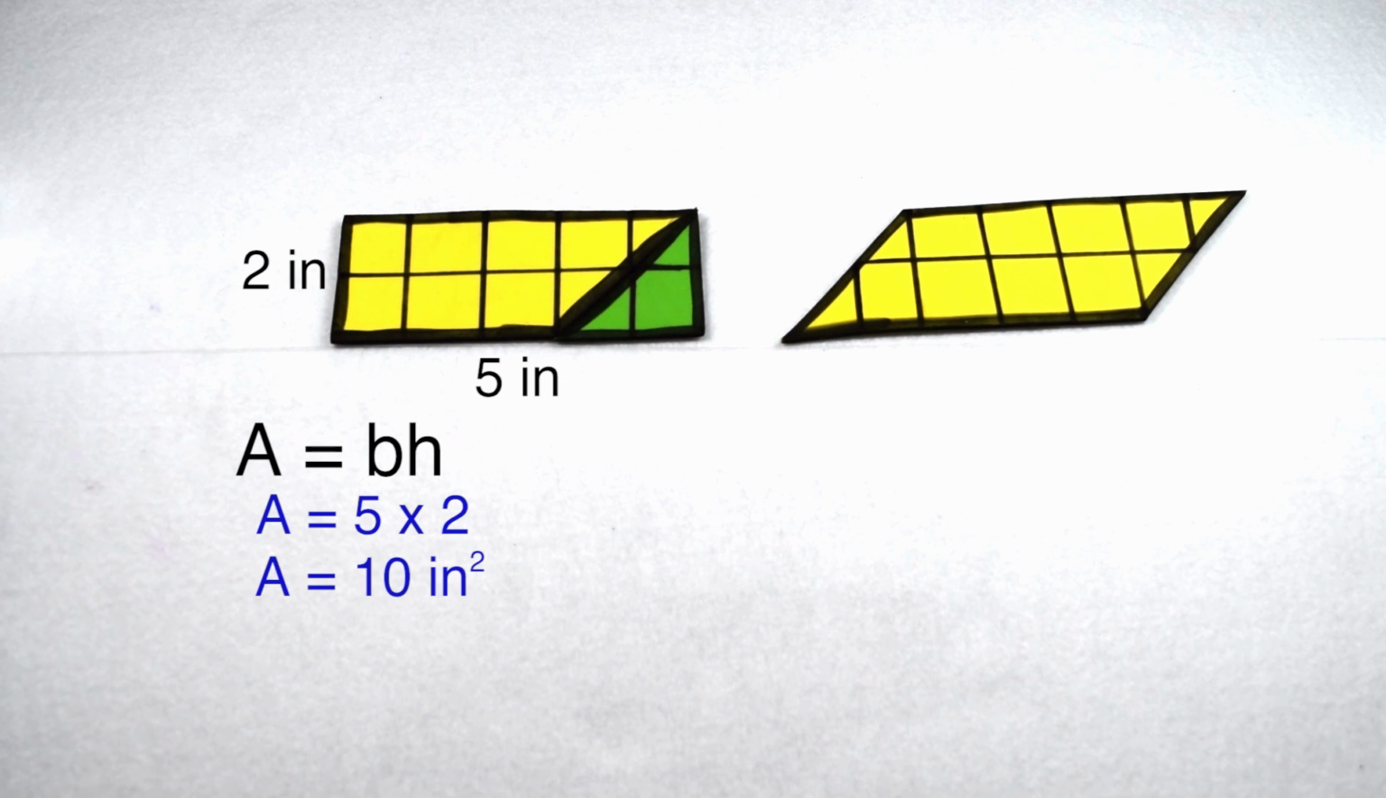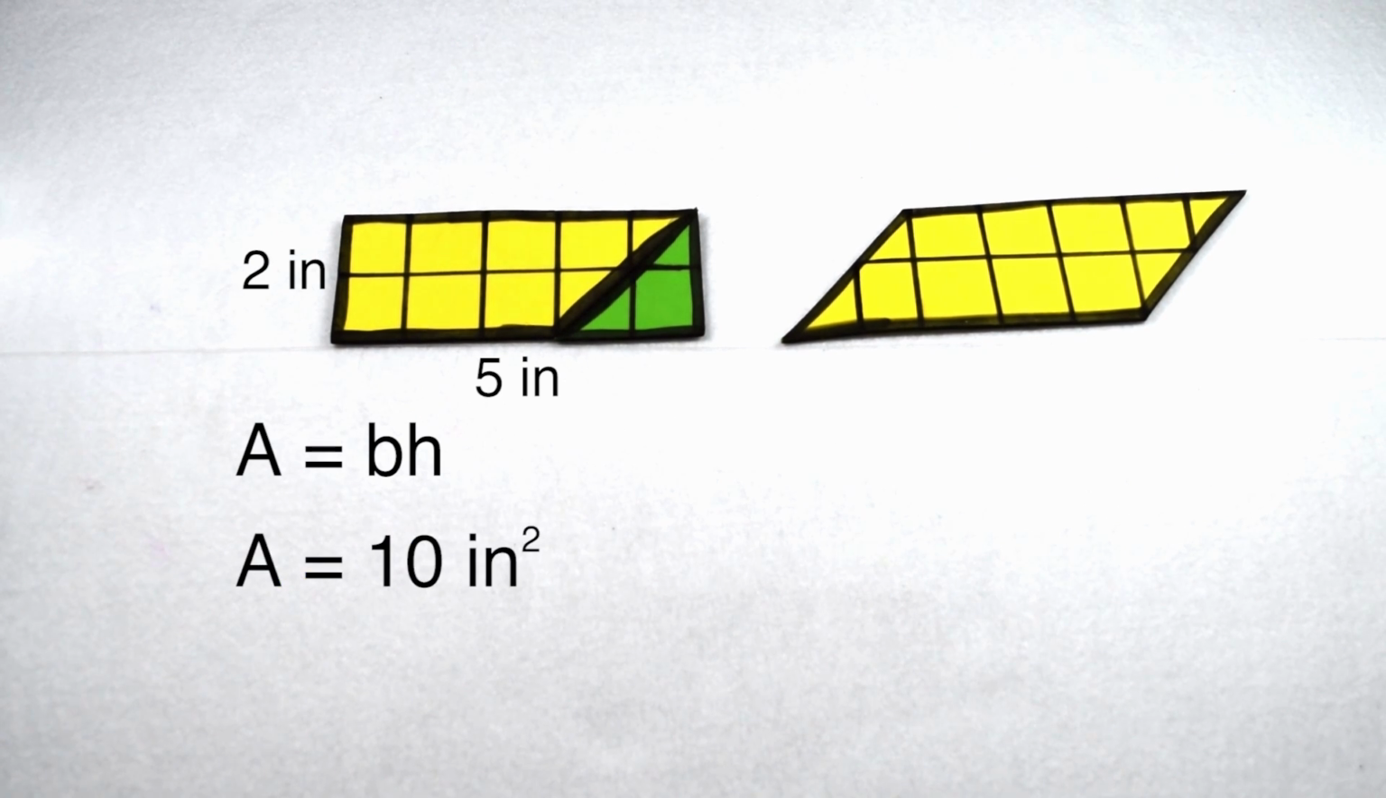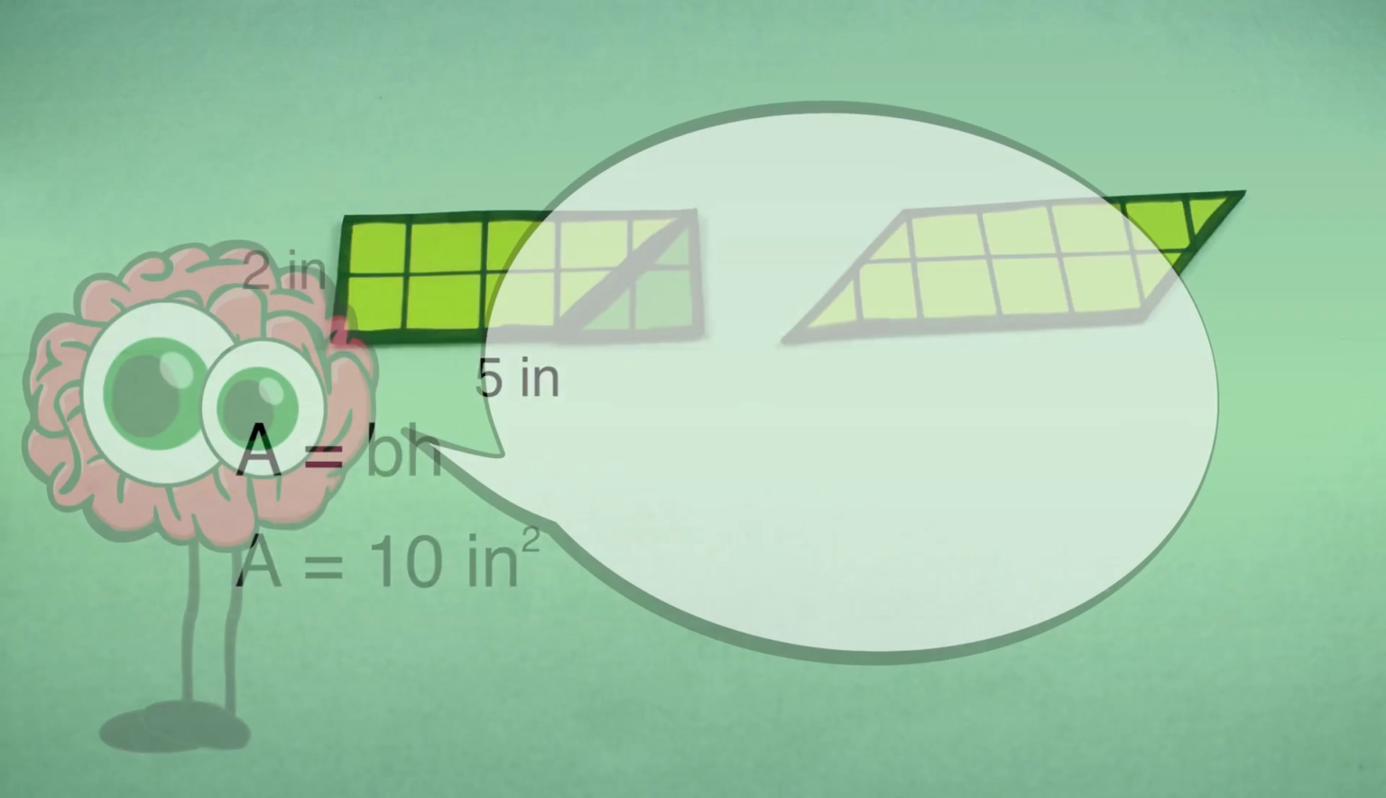10 square inches. Therefore, we know the area of a parallelogram is still base times height because I can rearrange it into a rectangle with the same dimensions and come out with the same answer.